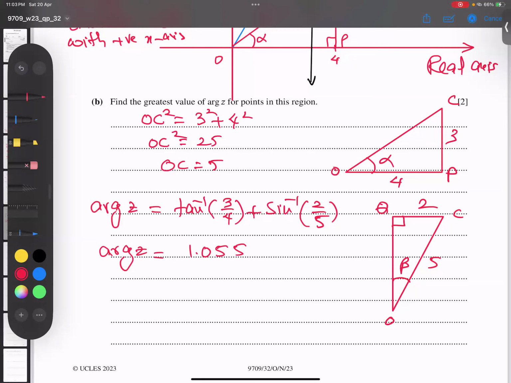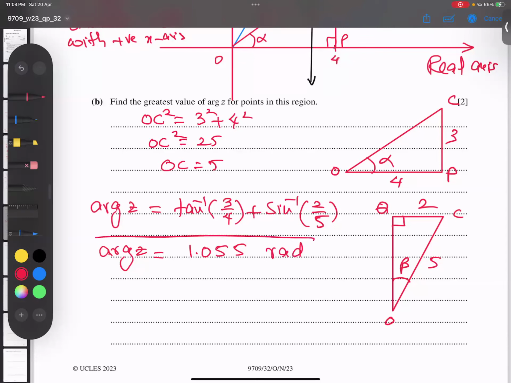So tan inverse 3/4 plus tan inverse 2/5. My answer is... sorry, 1 minute. This is a little fluctuation, hold on. 2/5 and 3/4. Yeah, wait. This is a sine inverse, sorry, I typed wrongly. Yes, 1.550. So this is my answer, alhamdulillah.